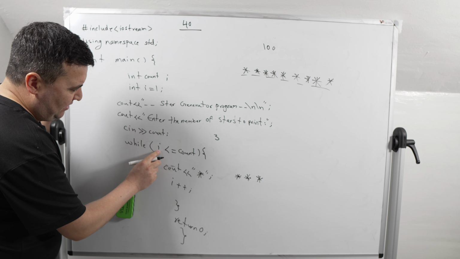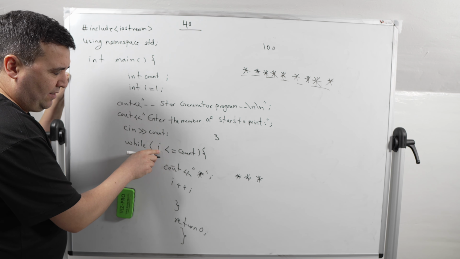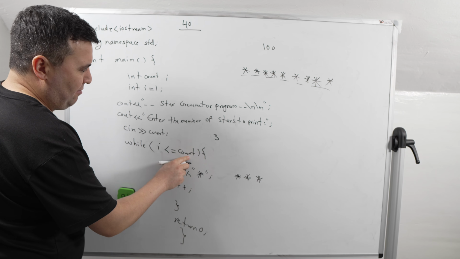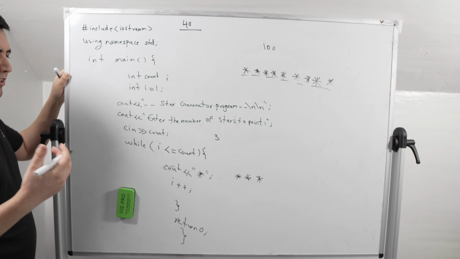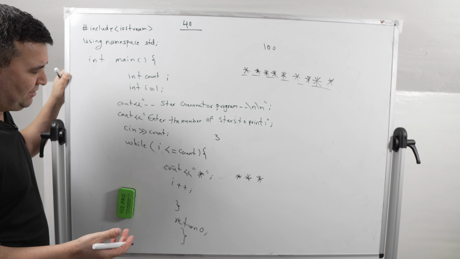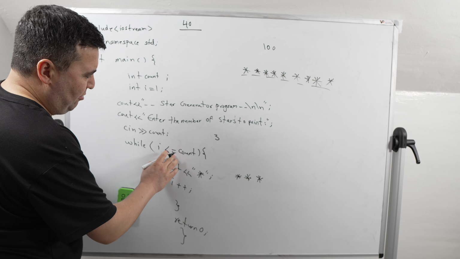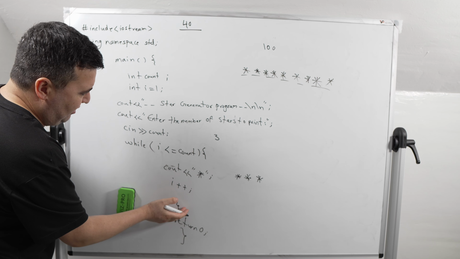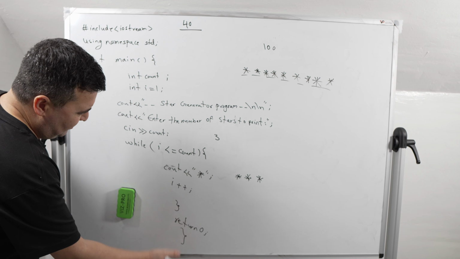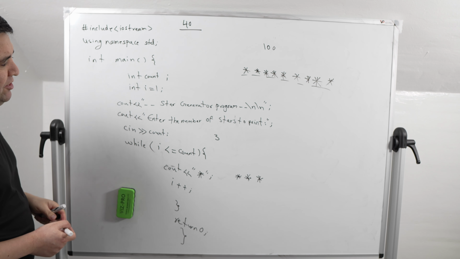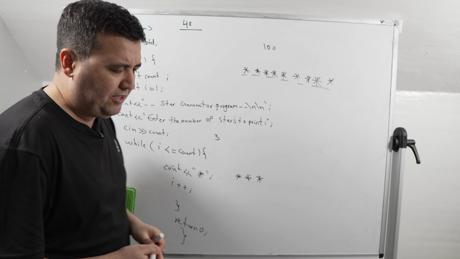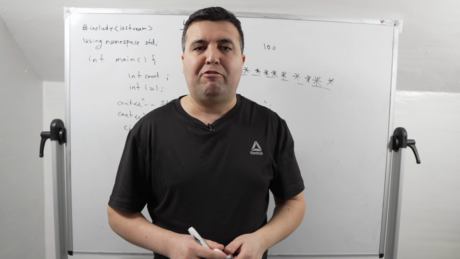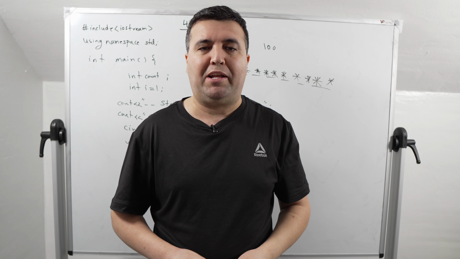Now we check the condition again. The value of I is 4 now. So is 4 less than or equal to 3? No, 4 is not less than 3 and it is not equal to 3. So the condition becomes false, and the block of the loop will not be executed. After that, the remaining program will be executed. So this is a simple star generator program in C++, which we implemented using the while statement.